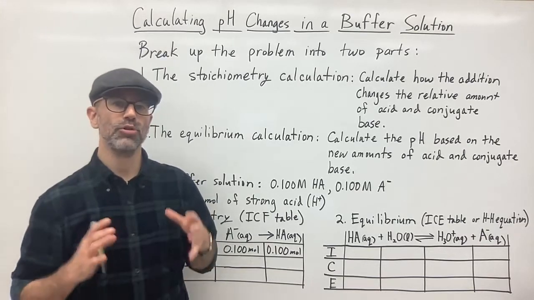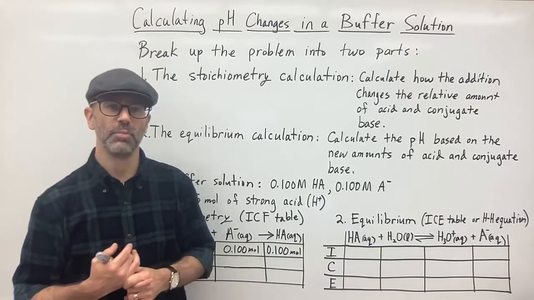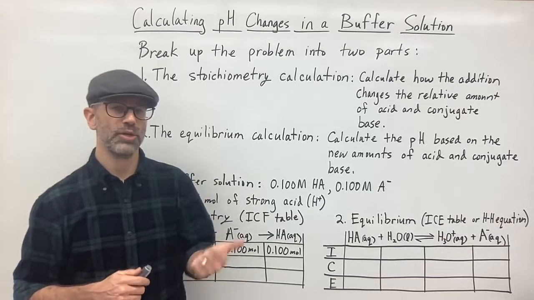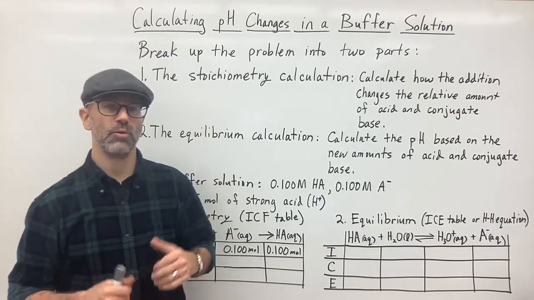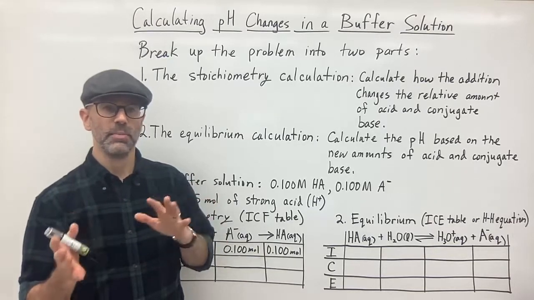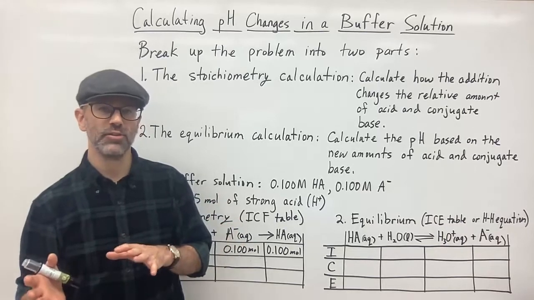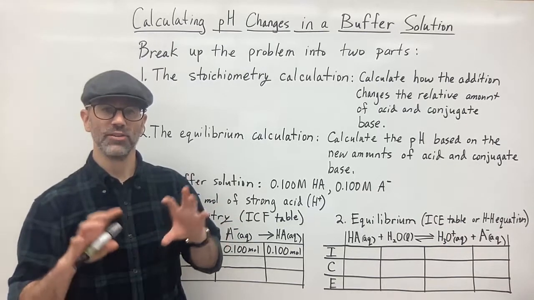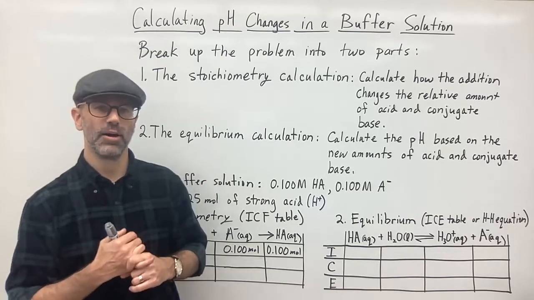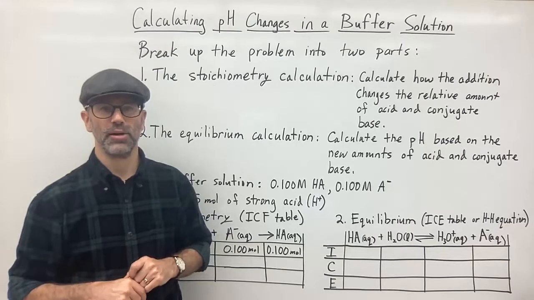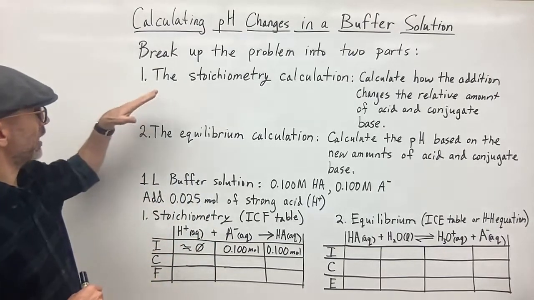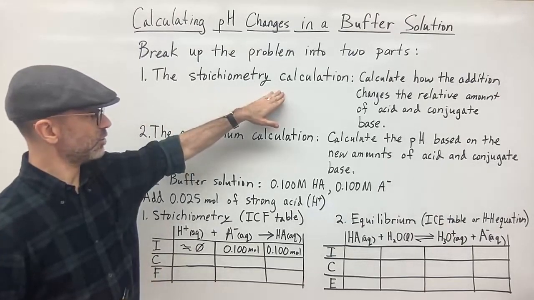And so when you do that, the way you solve that kind of problem is you have to break it up into two parts. There's going to be the stoichiometric calculation part. That's where you have to calculate how much of the conjugate acid or conjugate base has reacted, figure out what's left over at the end of that reaction, and then the second part is to do the equilibrium calculation like you would normally do. So the first part, again, is to do the stoichiometry calculation.